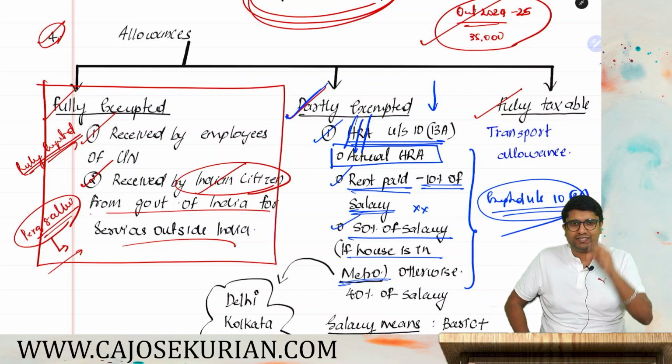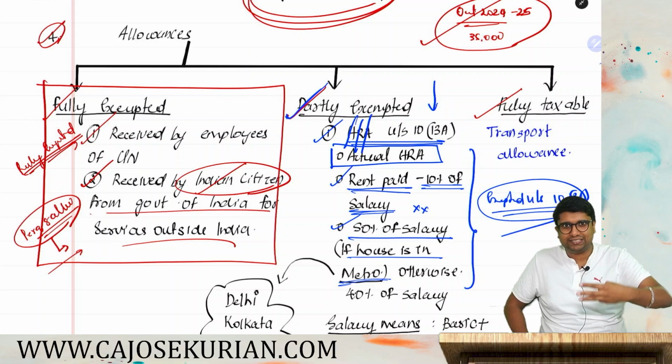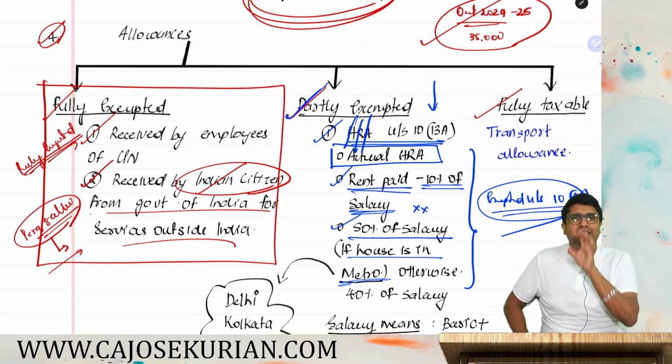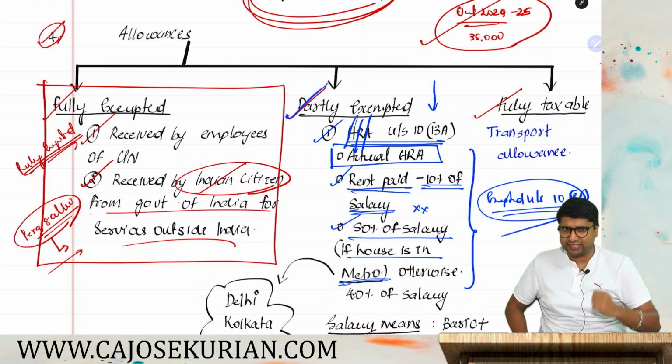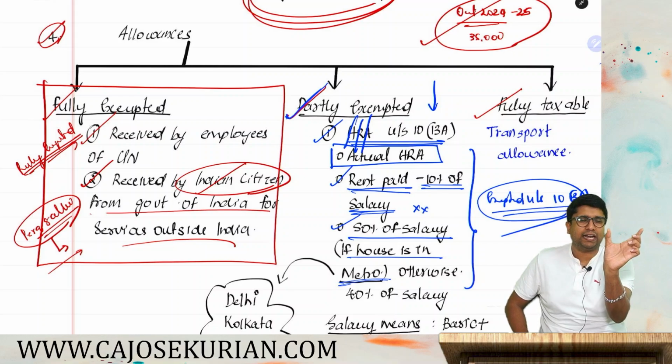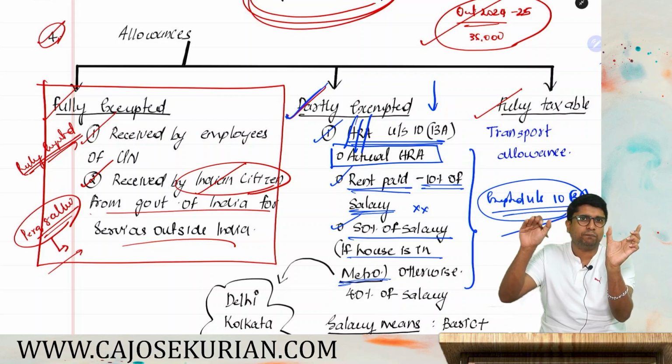How do you claim the exemption? You list out these three and pick the lower one. What is item number one? Your actual HRA receipt. What is item number two? You take your rent paid for that year minus 10% of your salary.